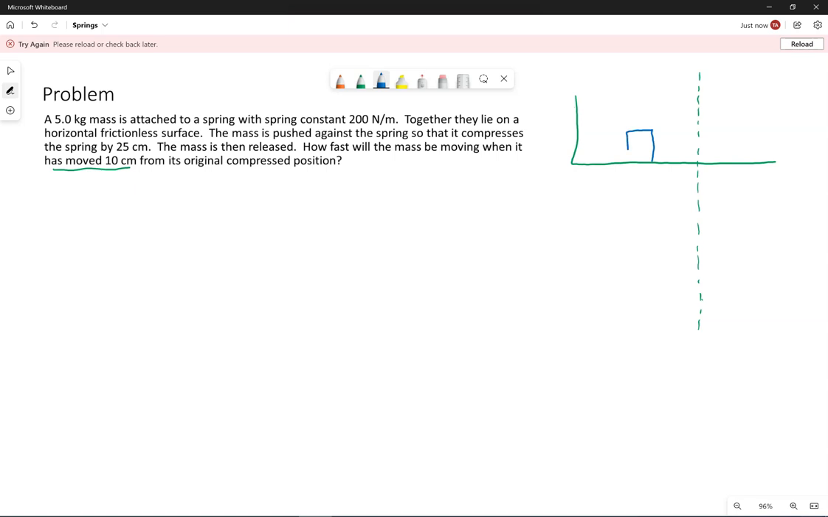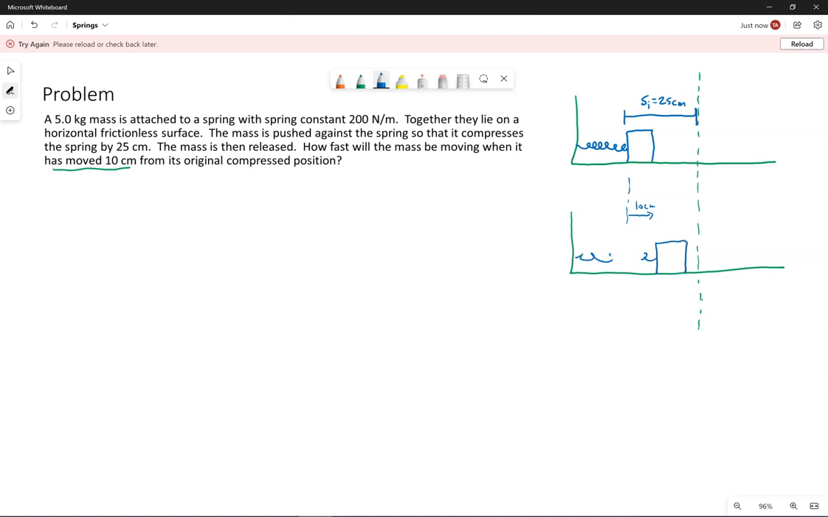So again, we have our mass pushed against the spring such that the spring is initially compressed 25 centimeters. So that part is the same. The difference is it wants to know how fast this mass is moving when it has moved 10 centimeters. So when it's gone this way 10 centimeters from its original compressed position.